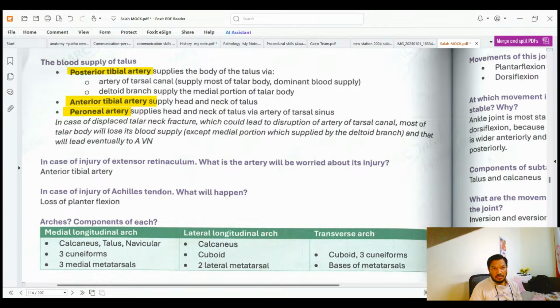Okay. In case of a displaced talar neck fracture, which could lead to disruption of the artery of the tarsal canal, most of the talus will lose its blood supply except the medial portion, which is supplied by the deltoid branch, and that will eventually lead to avascular necrosis. Okay.